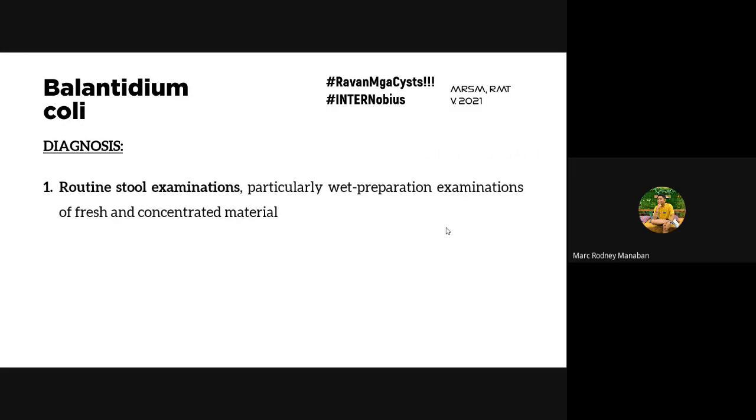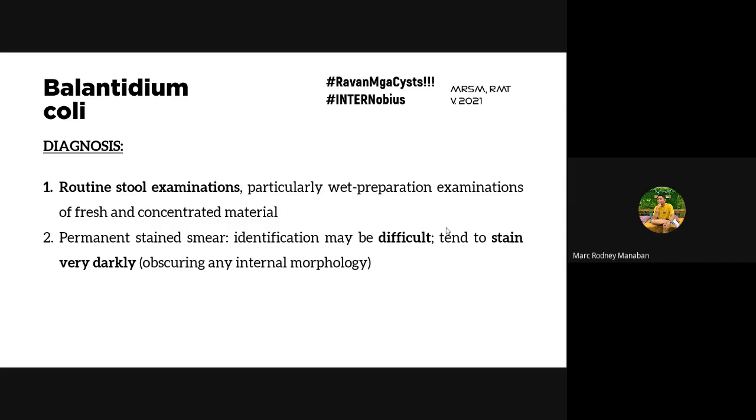Now for diagnosis, very important is still routine stool exam. It's recommended that you examine it in a wet preparation from a fresh or concentrated material. So a direct fecal smear is what's recommended, because in permanent stain smears it can stain very darkly and may obscure the internal morphology. So you cannot see the large macronucleus, and it will make your identification difficult. That's why a fresh wet prep from a direct fecal smear is recommended, so that you can really see the trophozoite, the cyst, and especially the inclusions. In permanent stain smears using stool stains like trichrome or iron hematoxylin, it may stain very darkly, so the internal morphology is not clear, which leads to difficulty in identification of the organism.